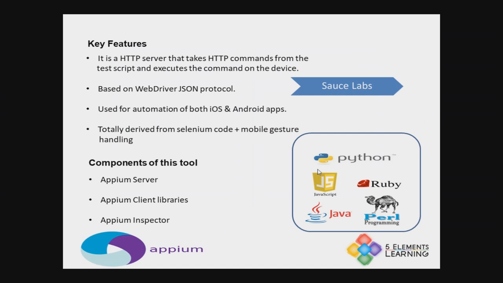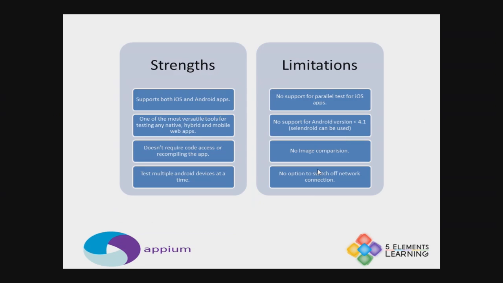Then you have Appium, which is backed by Sauce Labs, and it is created using the Selenium framework. Appium is effectively an HTTP server which takes HTTP commands over the JSON wire protocol and executes commands on the device. It supports both iOS and Android applications, and it supports mobile gestures. The best advantage of Appium is that it supports multiple programming languages like Python, Ruby, Java, Perl, etc., because it is derived using Selenium libraries.